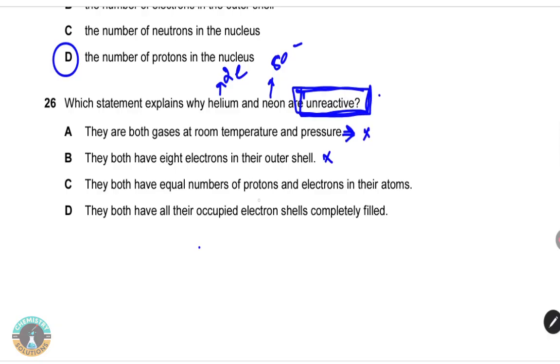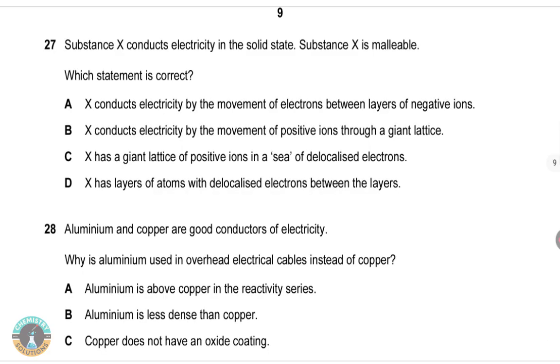They both have an equal number of protons and electrons in their atoms. No, that does not explain it. They both have all their occupied electron shells completely filled. This one is correct, because their outermost shell is complete. That's why they are noble gases and said to be unreactive.